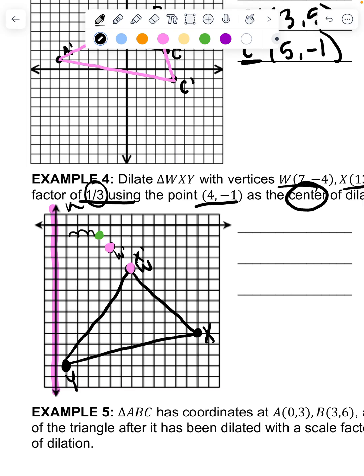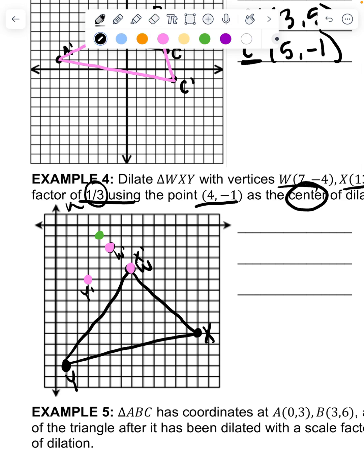So it looks like we go 1, 2, 3 to the left, and we go down 1, 2, 3, 4, 5, 6, 7, 8, 9, 10, 11, 12. Okay, so we go down 12. So again, we're just dividing these numbers by 3. Okay, 3 divided by 3 is 1, and 12 divided by 3 is 4. So I'm going to go to the left 1 and down 4. All right, so there is Y prime. Okay, again, you have to use this method because this was not about the origin.